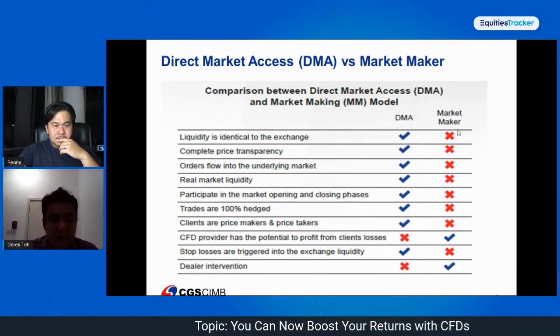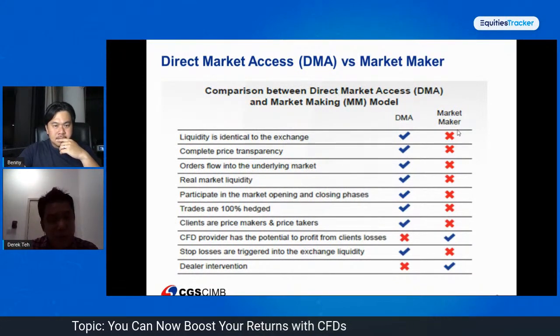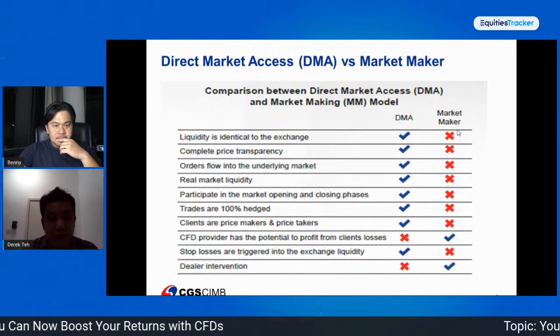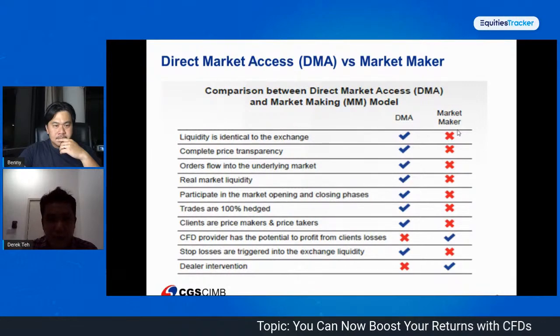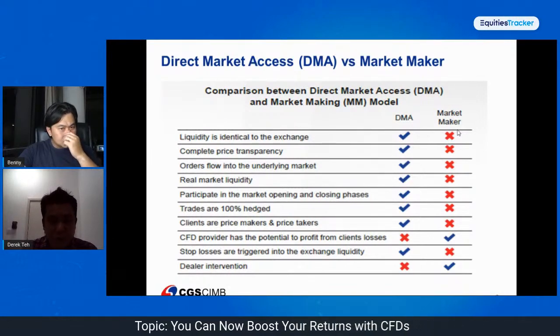DMA enables clients to participate in the market opening and closing phases, which is often the most liquid and volatile period of the trading day. I don't think the market making model can do that.